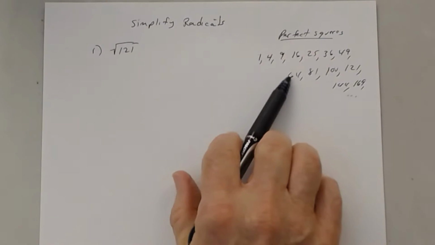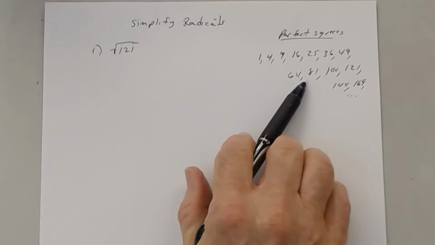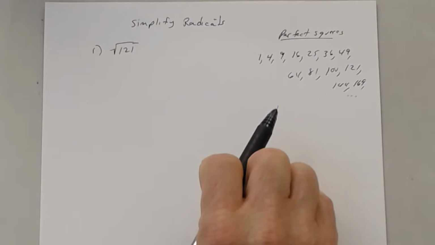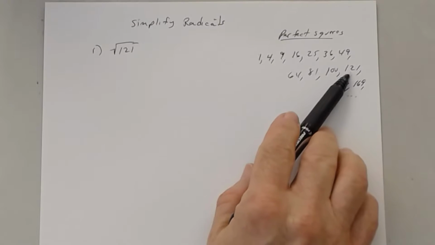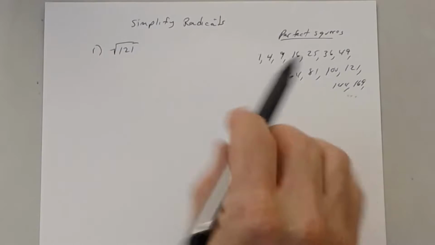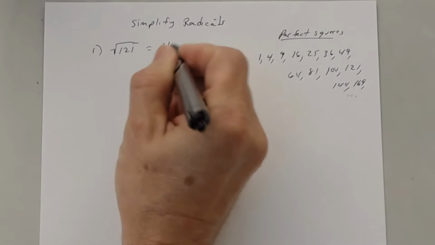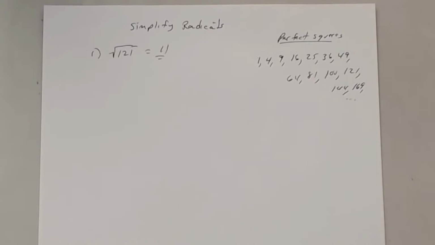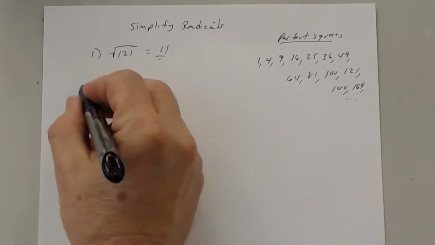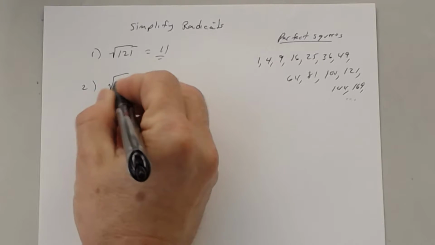What's the square root of 64? The square root of 81, 9, and so on. So 121 is listed in here, right? So the square root of 121 is 11. So I simplified the square root of 121. It's 11. All right, number 2. The square root of 75.